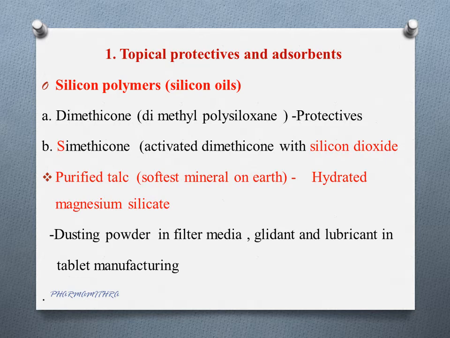Topical protective and adsorbent examples are, first of all, silicone polymer or silicone oil. It may be mainly of two types. First one, dimethicone and simethicone. You may get confused. Dimethicone means dimethyl polysiloxane. It is used as a protective. And simethicone, in addition, is the activated dimethicone form. This Si is due to the presence of silicon dioxide. So simethicone is the activated dimethicone with silicon dioxide. It is also used as a protective, as an antiflatulent in antacid preparations, and as a defoaming agent.